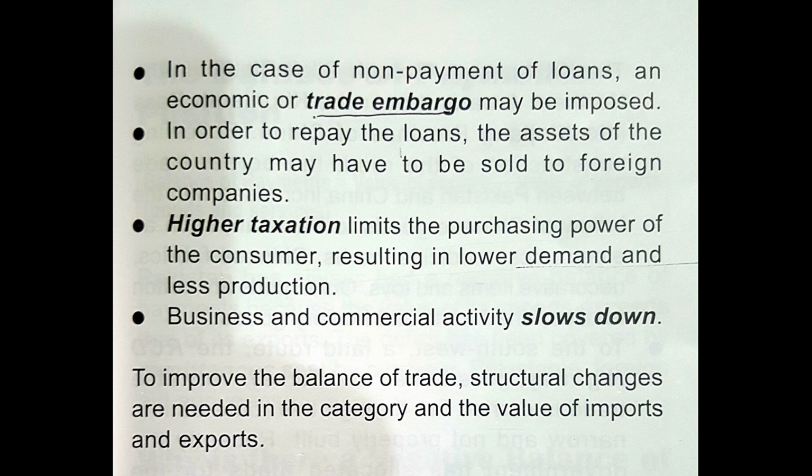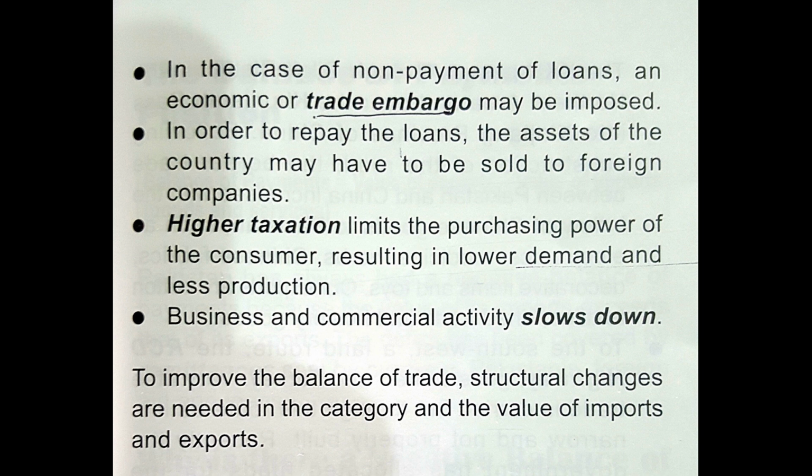Higher taxation limits the purchasing power of the consumer, resulting in lower demand and less production. As the government imposes heavy taxes on commodities and goods, the common person is unable to purchase things. They cannot afford the goods and basic needs of their life. As a result, the demand is low and the production is less.